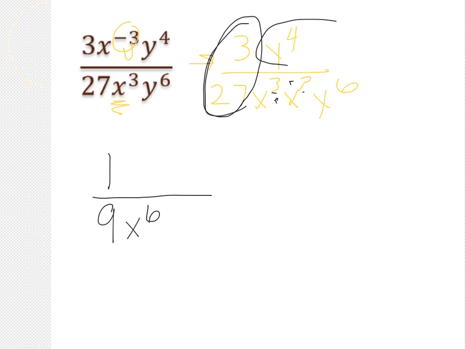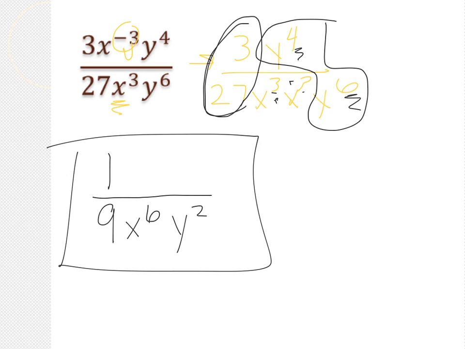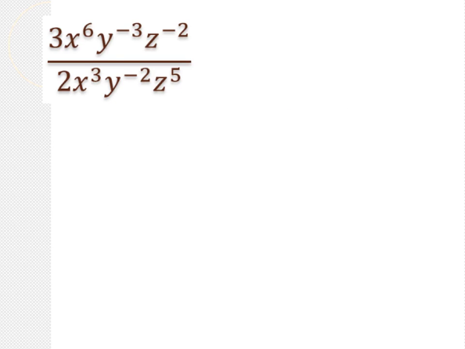And then I have these y's over here. When I look, okay, do I have more y's on top or bottom? I have more y's on bottom, so I'm going to keep my y on bottom. And then I subtract the 2. 6 minus 4 would give me 2. So this right here would be my final answer. You must have the 1 on top because this is a fraction.